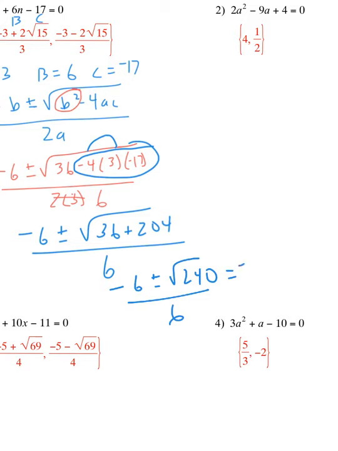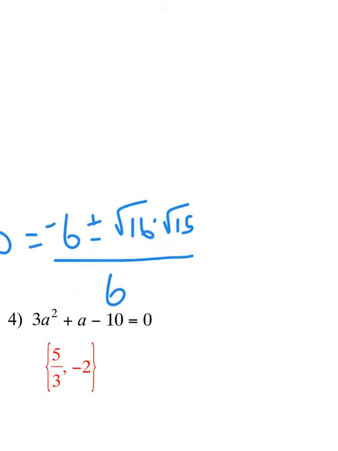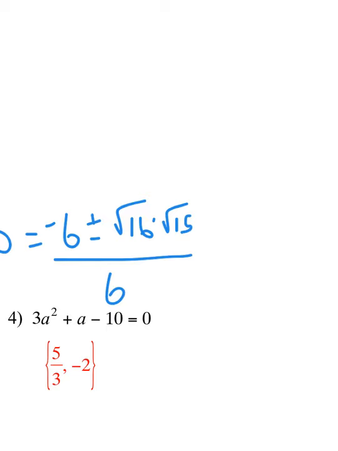So it'll be negative 6 plus or minus the square root of 16 times the square root of 15. 16 times 15 will give you the 240. And then all this is still over 6. Now, the reason why we picked the 16 is because that's the perfect square. So it'll be negative 6 plus or minus 4, the square root of 15 over 6.